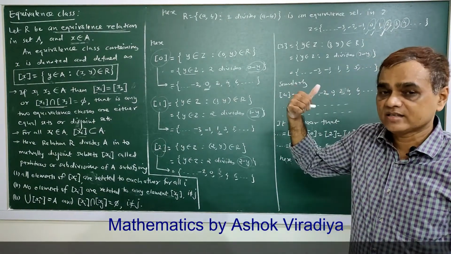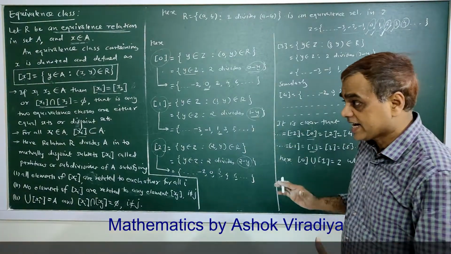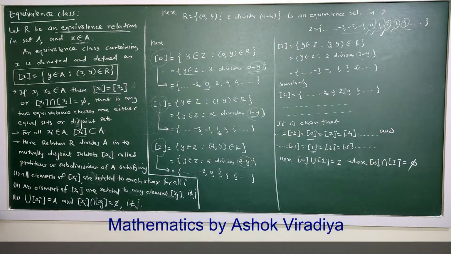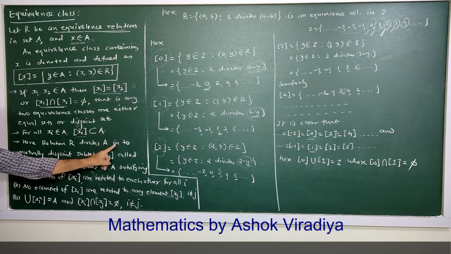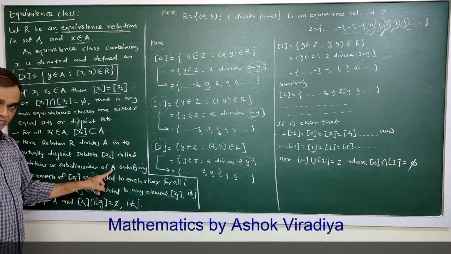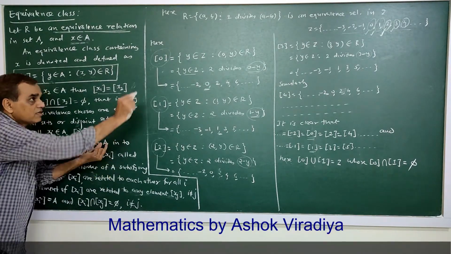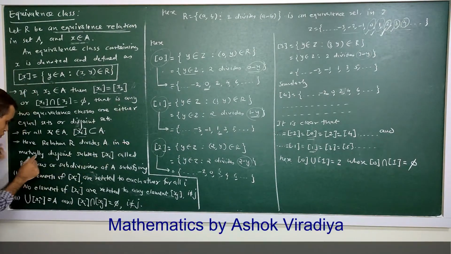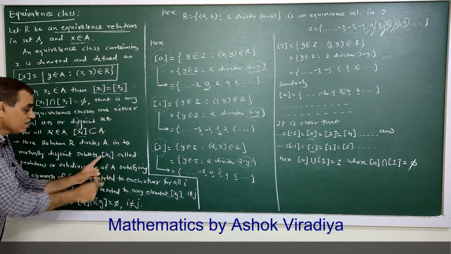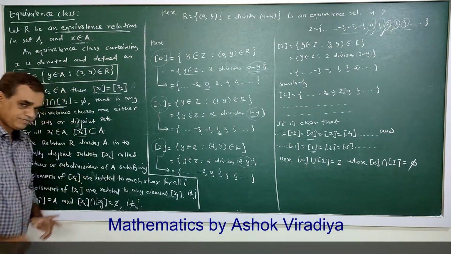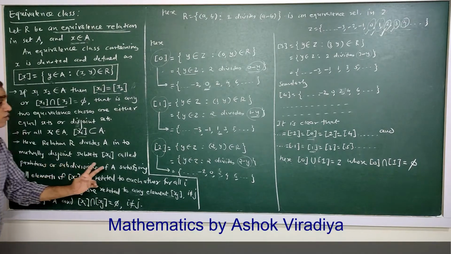The union is Z and the intersection is empty. So these two sets are said to be partitions or subdivisions. Relation R divides A into mutually disjoint subsets Xi called partitions or subdivisions of A. Now I replace the word symbol for this example, Z. So relation R divides the given set Z into mutually disjoint subsets, the equivalence class containing 0 and the equivalence class containing 1, called partitions or subdivisions of A.